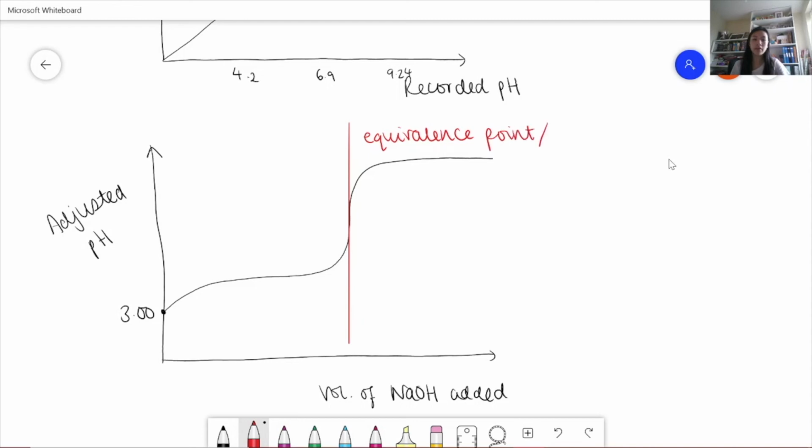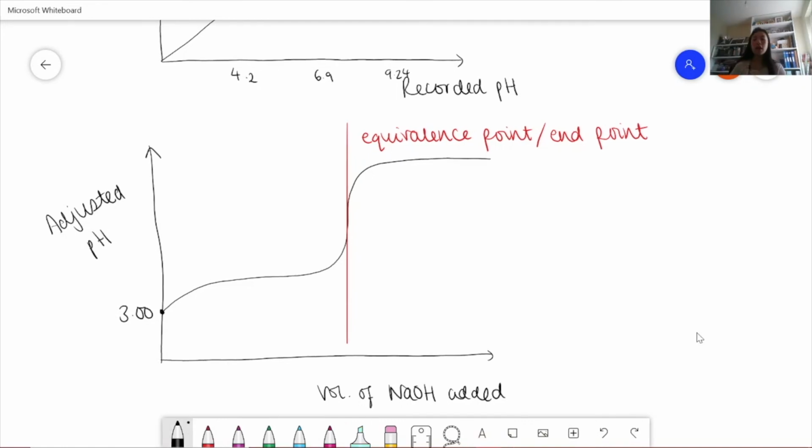Or the end point. And we can also work out the Ka of this weak acid strong base experiment. How we do this is we take the equivalence point. So say the equivalence point is at 25 centimeters cubed of sodium hydroxide added, just as an example.